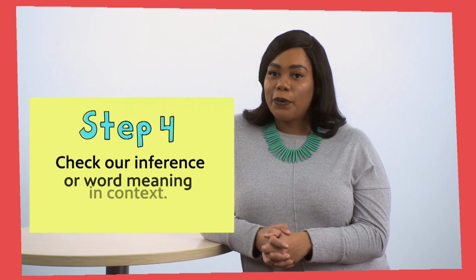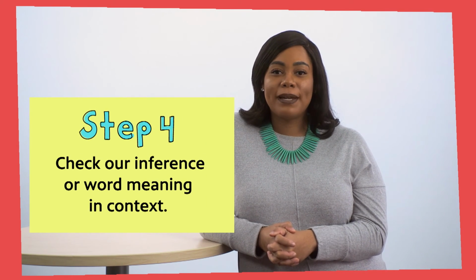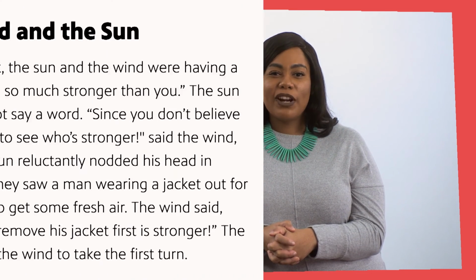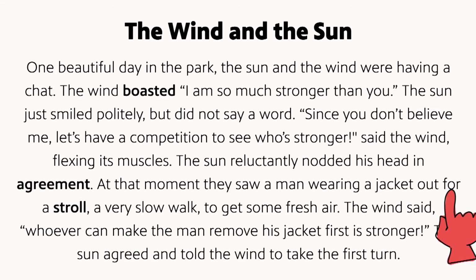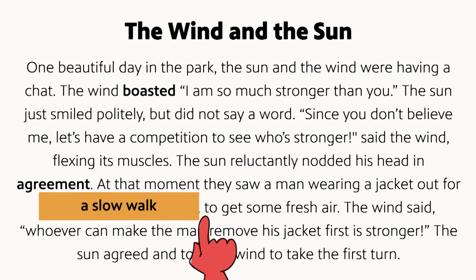So on to step 4. We need to check our word meaning and context. Let's read our sentence together. At that moment, they saw a man wearing a jacket out for a slow walk to get some fresh air. Give me a thumbs up if you think this sentence makes sense, and a thumbs down if it doesn't.